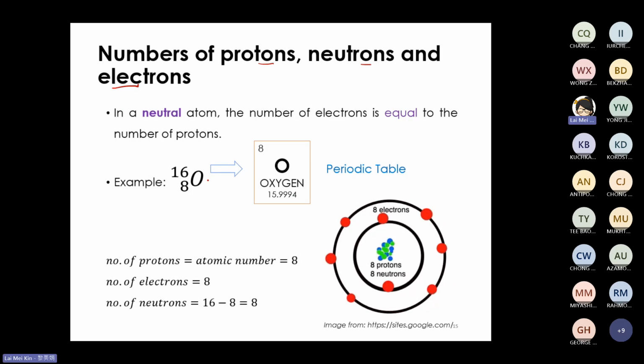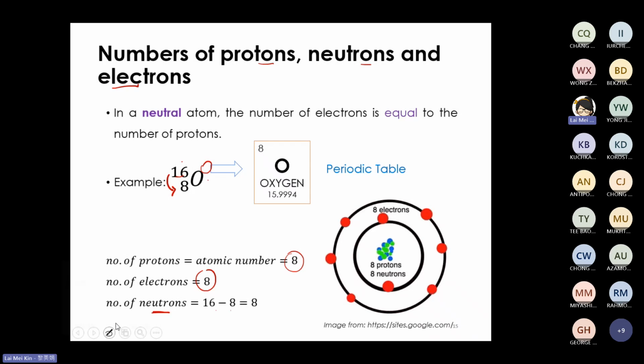For example, I have oxygen. Given the nucleon number 16, proton number 8. All right, so proton number is 8. The nucleon number is 16. So if it is a neutral atom, with proton number 8, what is the number of electrons? Same, because it's neutral. So number of neutrons will be your nucleon minus proton, 16 minus 8.